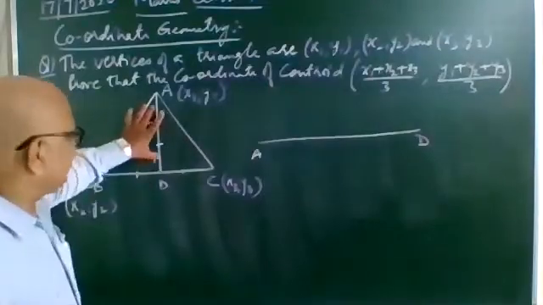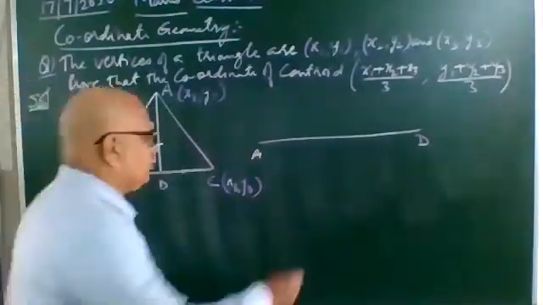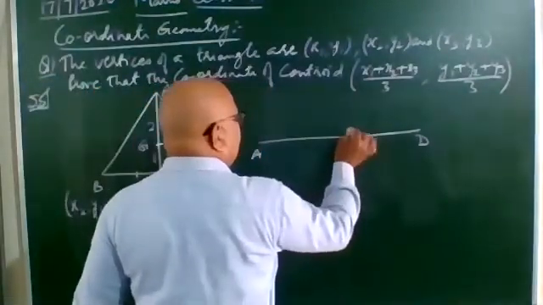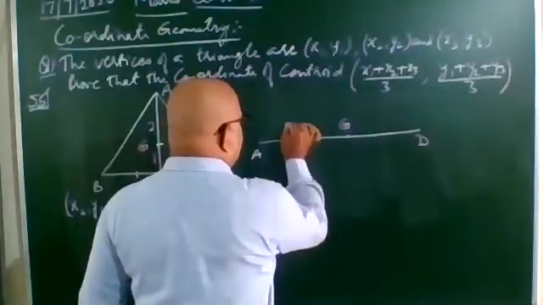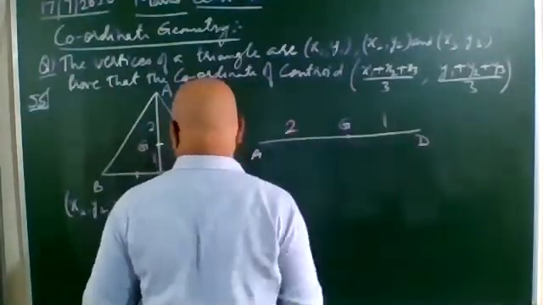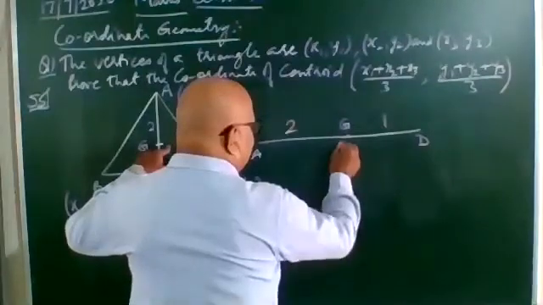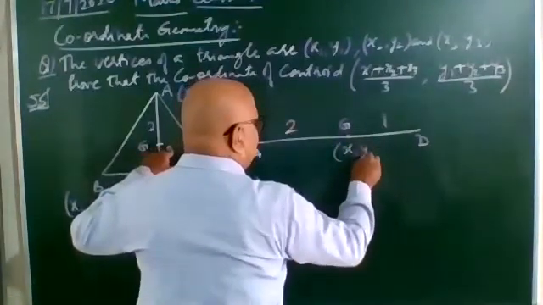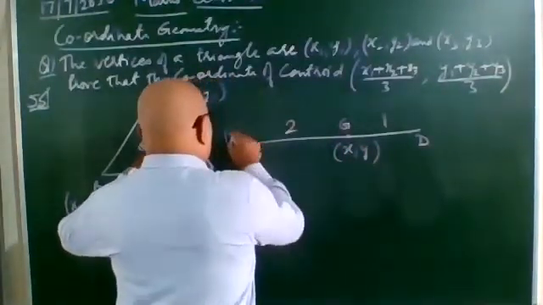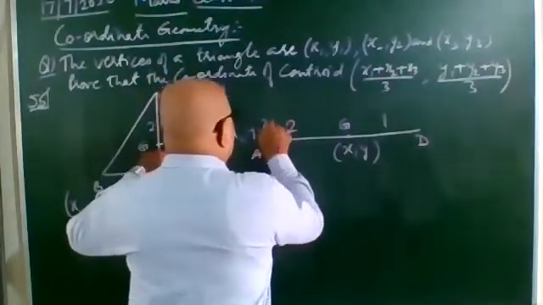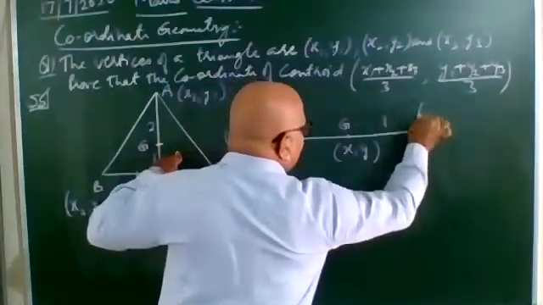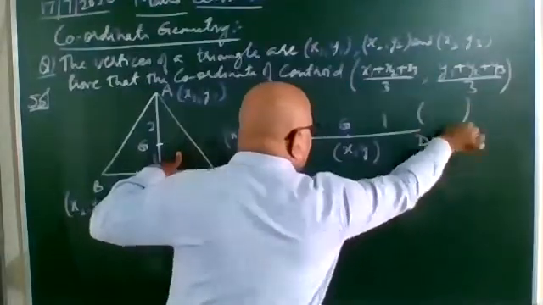Now I have taken this part AD. G is here, and the ratio is 2:1. Now the coordinate of G you don't know, so you write x, y. A you know, x1, y1. The coordinate of D you are not yet knowing.